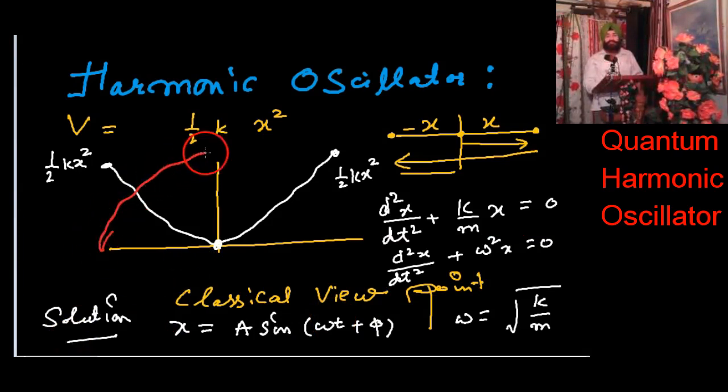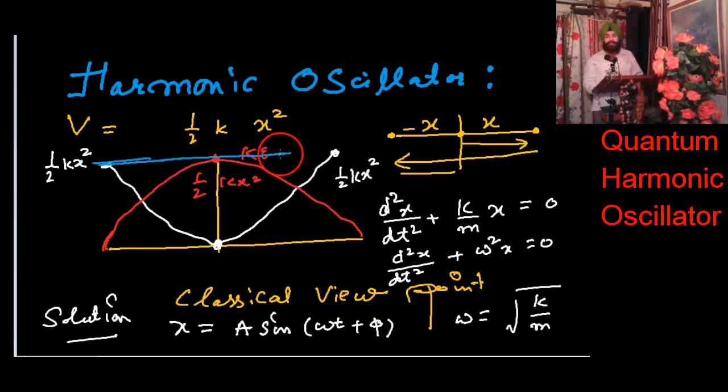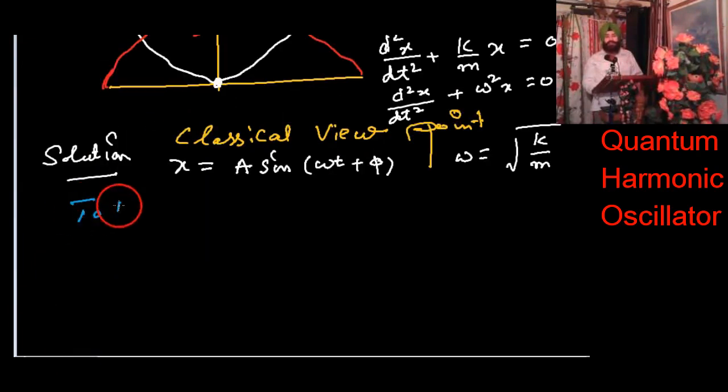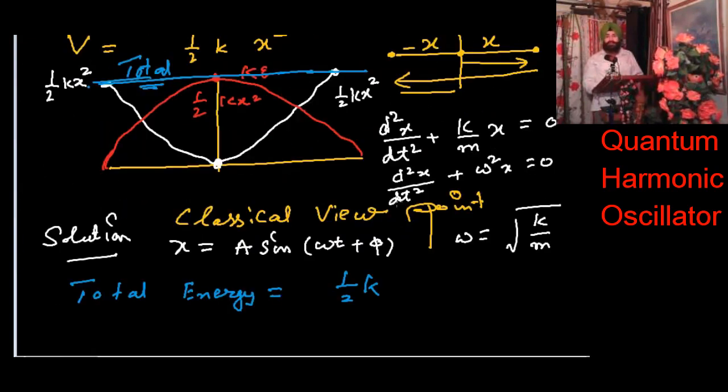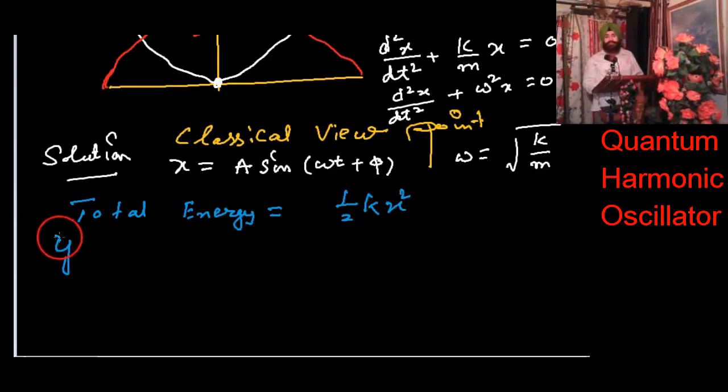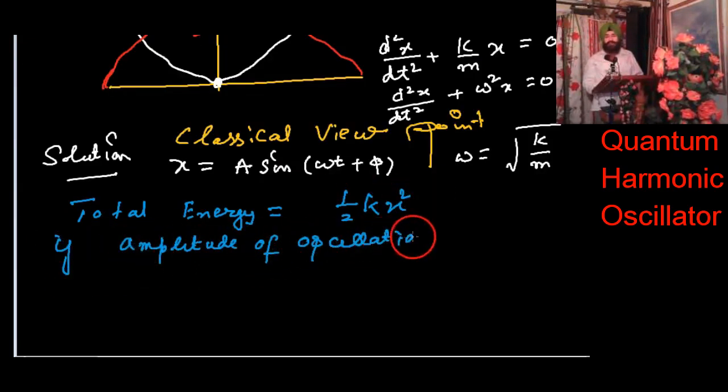Meanwhile, the conservation of energy. When potential energy is maximum, kinetic will be 0. When potential energy is 0, kinetic energy will be maximum. So this is the graph of kinetic energy. Now, what about the total energy? It remains constant. And total energy is half kx square, where x is the amplitude. If amplitude is A, then total energy becomes half kA square.